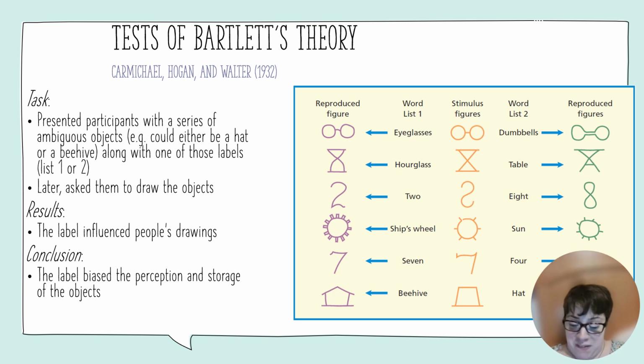So here again, we see that the category label given for these ambiguous objects influenced, or rather activated, the particular schemas that people have for these objects, and those schemas influenced what they drew, such that their objects were more prototypical of either glasses or dumbbells, right? So the conclusion is that the category label they were given biased both their perception and their storage of the objects in memory.